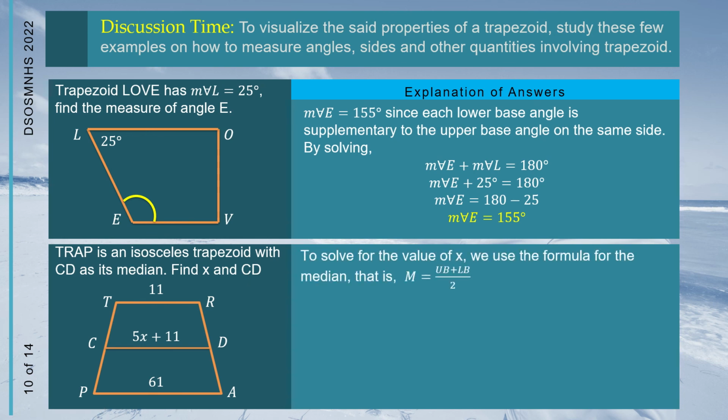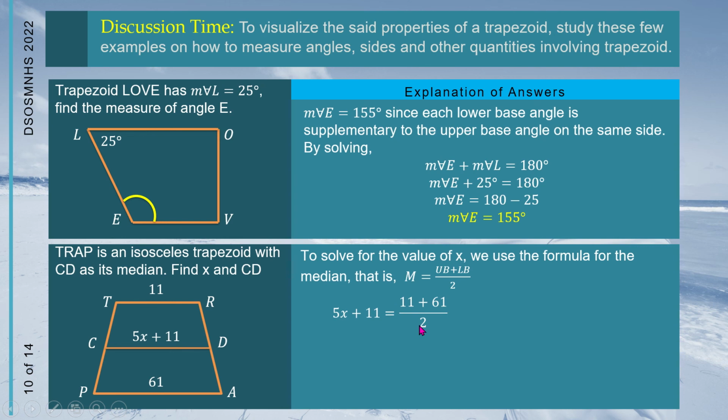First is to solve for the value of X. So we use the formula for the median, which is M is equals to upper base plus lower base divided by 2. Wherein the median is represented by 5x plus 11. Kuha na siya expression, hindi man siya whole number, no? So kung unsay gi-represent sa M, which is median, mo to isuwat. And our median is represented by segment CD, wherein ang iyahang value is 5x plus 11 is equal to the upper base 11 plus lower base 61 divided by 2.